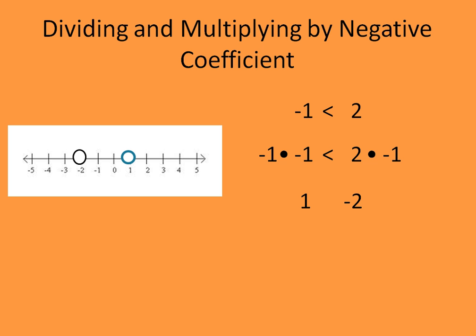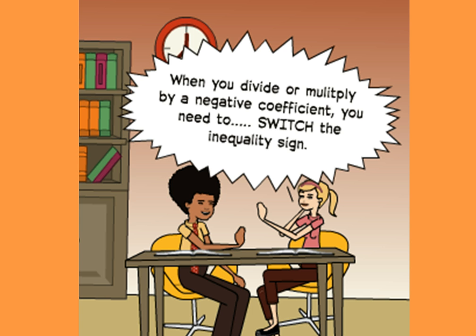Well, let's think about it. Is positive 1 less than negative 2? No. What must happen to the inequality sign then? Well, the inequality sign must change direction to make the statement true. Okay, I get it. So when you divide or multiply by a negative coefficient, we need to switch the inequality sign. The end.